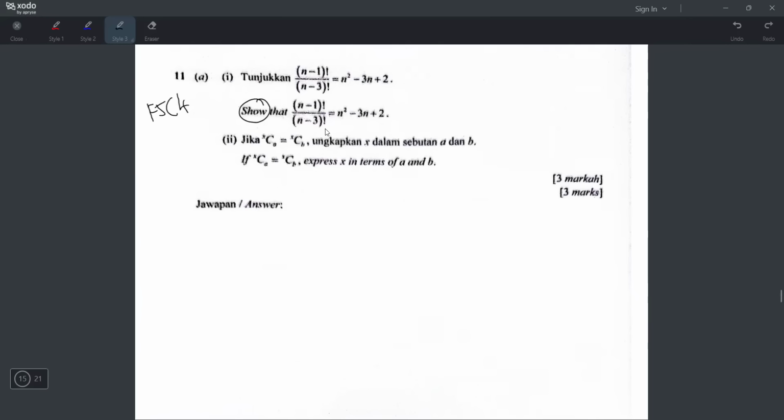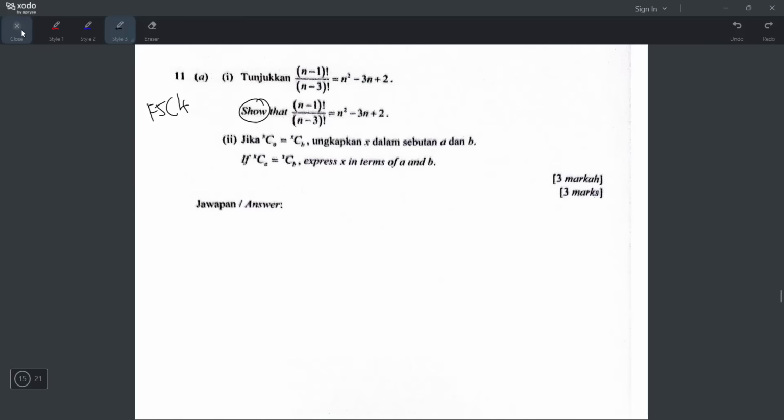Okay, so they said show this one equals to this. So you can choose which side you want to start. You can start from this side, then the other side will be your answer. But of course, you can also start from the other side, then you have to change the right hand side to the left hand side. Whichever you want. But it's always recommended to start from the more complicated side. So which side do you think is more complicated?